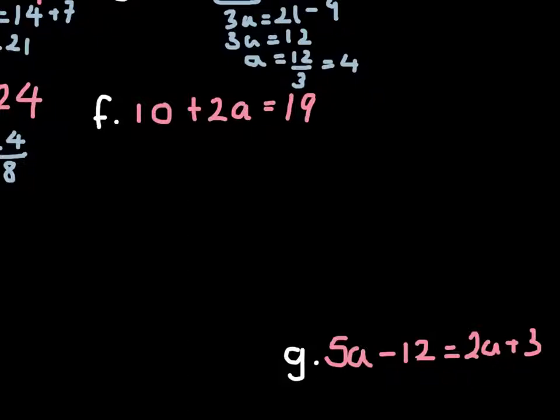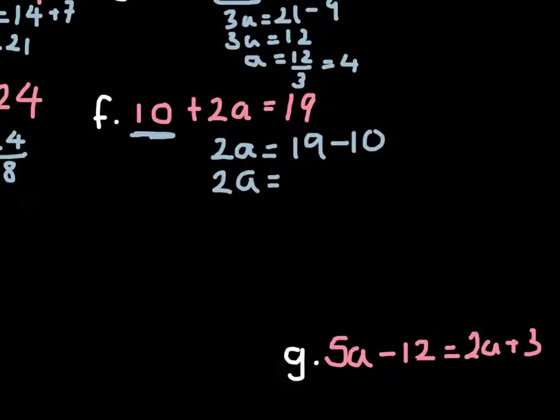10 plus 2A equals 19. Change the side, change the operation. We're going to leave our 2A on this side. 19 minus 10. 2A, 19 minus 10 is 9. A equals 9 over 2, which you could also write as 4.5, but you do not have to.